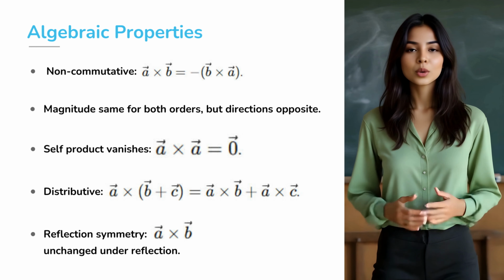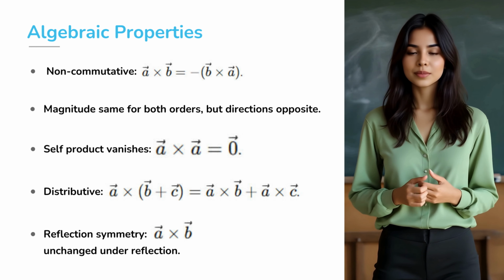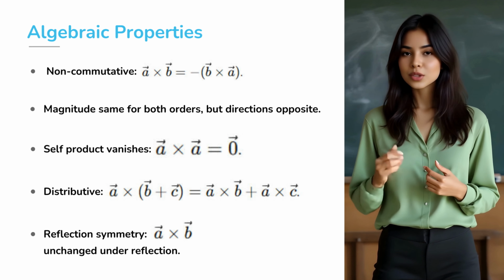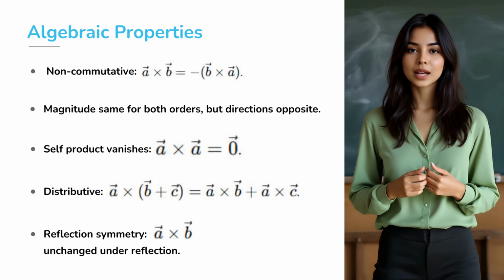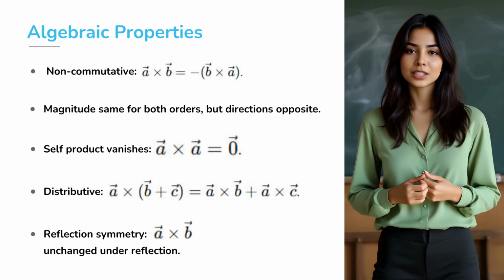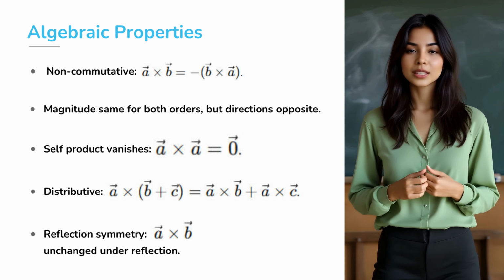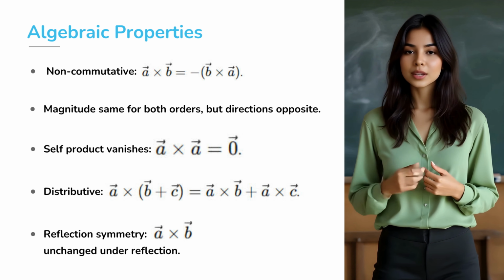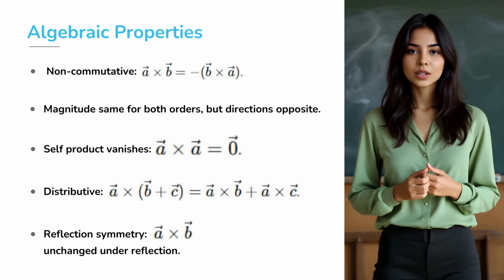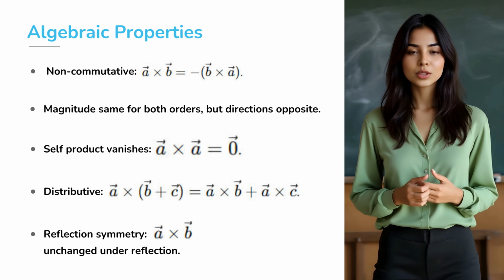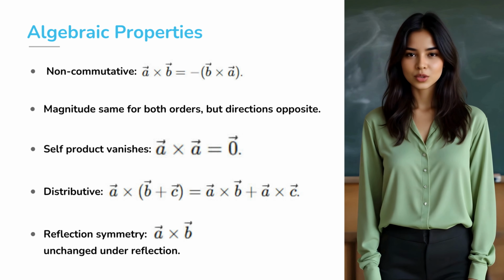Now let's explore its mathematical behavior. The cross product is not commutative. That means A cross B equals negative of B cross A, same size but pointing in the opposite direction. If you take A cross with itself, you get 0 since sine 0 is 0.